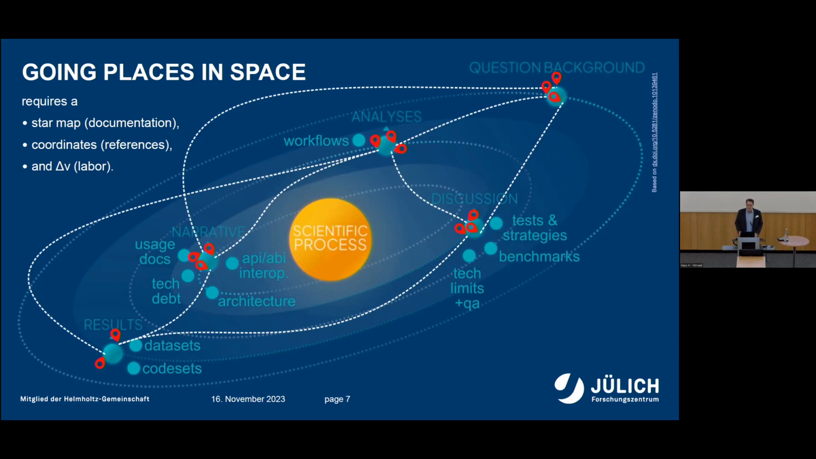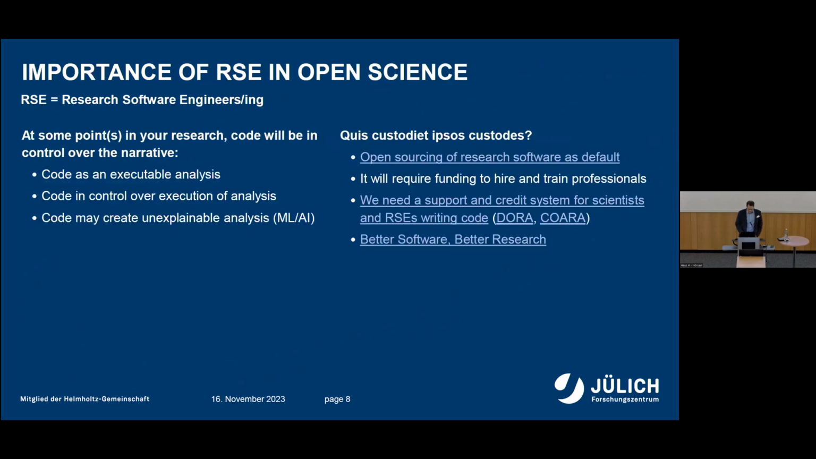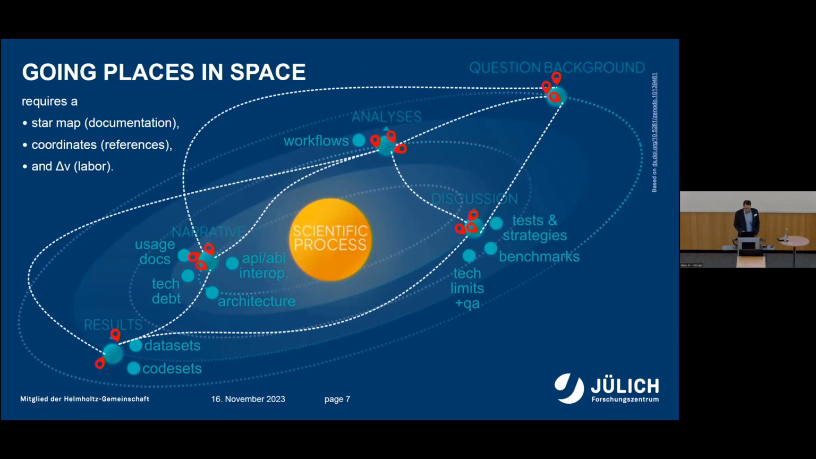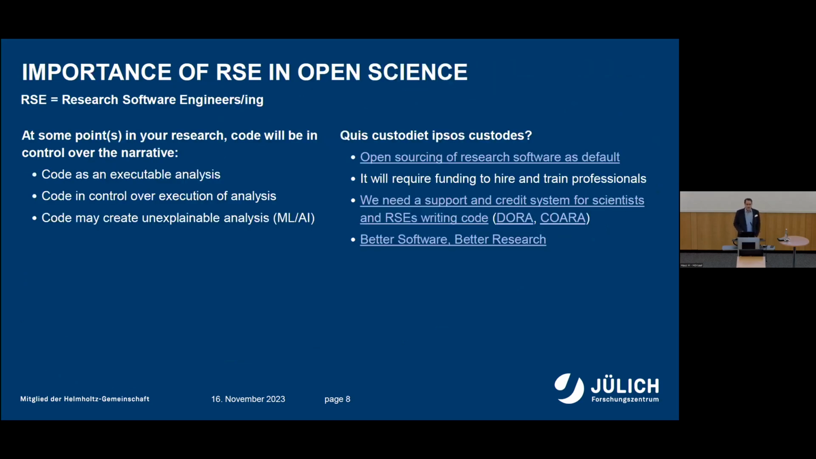And obviously, if we want to travel somewhere, we will need labor. This will require work. So the importance that we already saw here, a lot of technical stuff that looked like software engineering appeared here, is also unveiling why research software engineering is of utter importance for the scientific process and the science that we do every day.